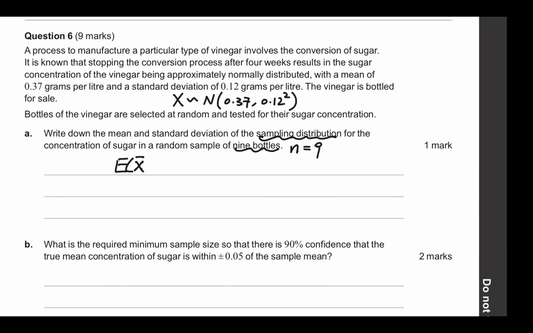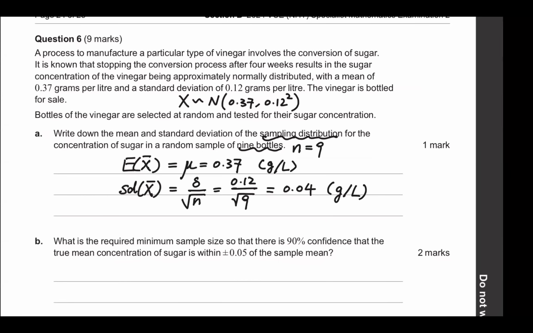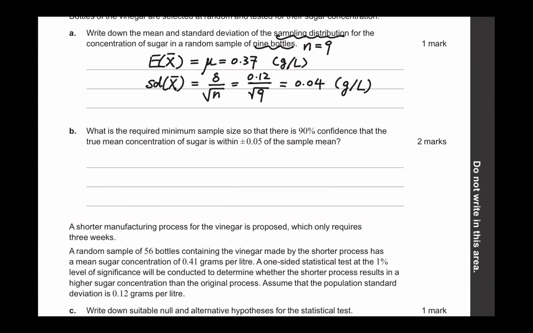That is population distribution. Write down the mean and the standard deviation for the sampling distribution. Sampling distribution, 9 bottles, n equals to 9. So the expected value of X bar is still the mu, that is 0.37. The standard deviation of X bar is sigma squared divided by, actually, sigma, that's the variance. We need to write the standard deviation divided by root n. So it's 0.12 divided by root 9. So that gives you 0.04, okay? Grams per liter.